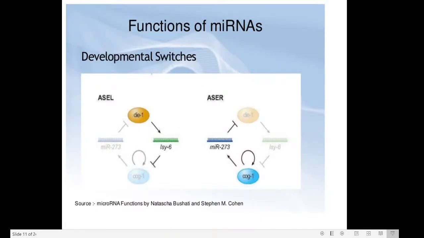Here it's a switching process, because in this first step you can see without this microRNA there is no activation of the LSY6 gene, so there is no activation of the COG1 gene. Here is the sequential gene activation. Here the DI1 protein is in active form, so it is not activating the other form. We need to switch the process. If we switch the process of miRNA, we are activating the microRNA, which automatically activates the COG1 protein.